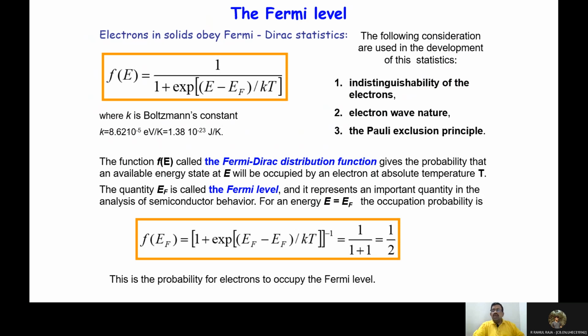So there is something called a distribution function. We have to apply a statistical distribution function. Electrons are indistinguishable, and they obey the wave-particle duality and also Pauli's exclusion principle, which states that no two electrons can occupy the same state. Therefore, Fermi-Dirac came up with this distribution function.